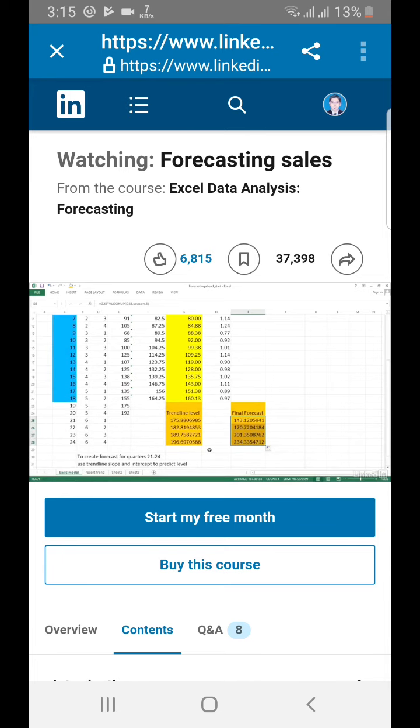So to recap what we did here, because it's fairly complex, we used the trend line to create the level for each quarter, just sort of increasing the level by the slope each quarter. And then we looked up the seasonal index and multiplied that by the trend line level to get our forecast for quarters 21 through 24. And that really completes the exposition of the ratio to moving average method that you'll find in most textbooks.